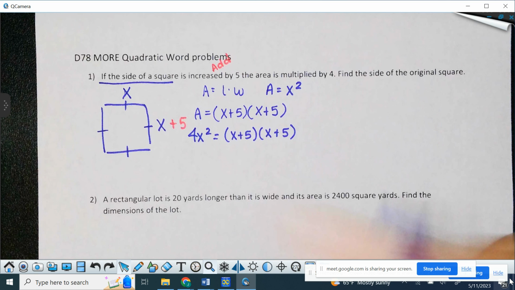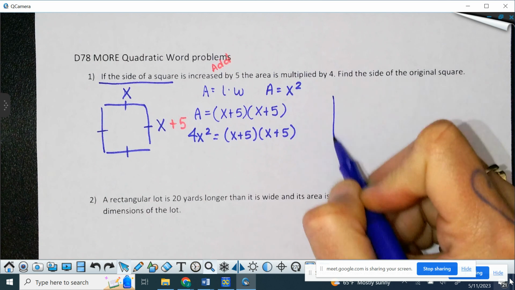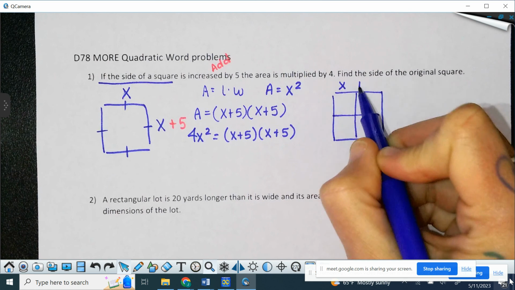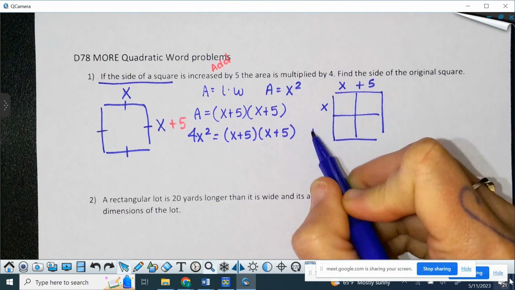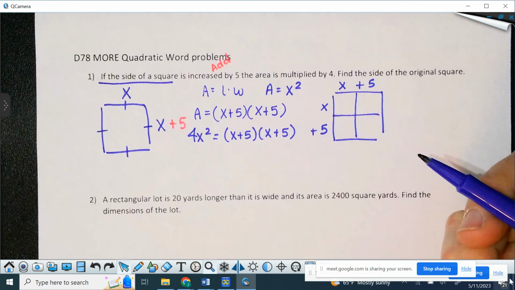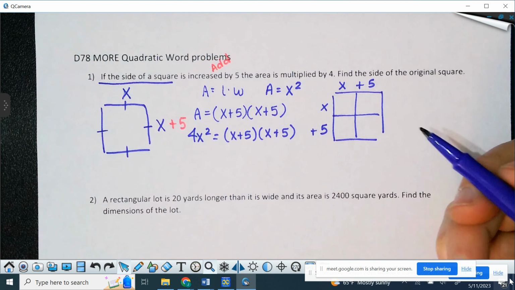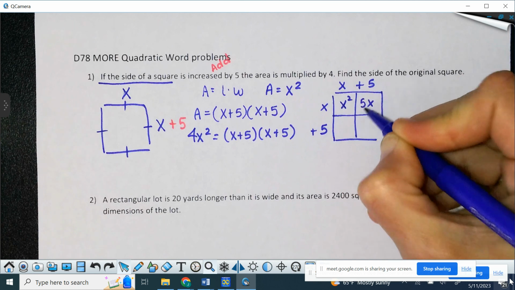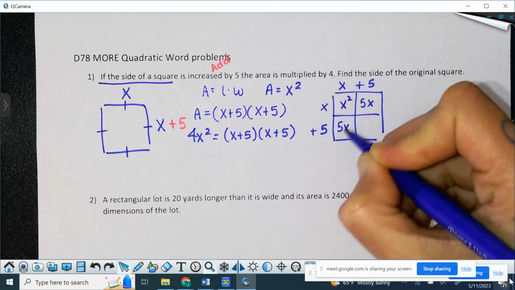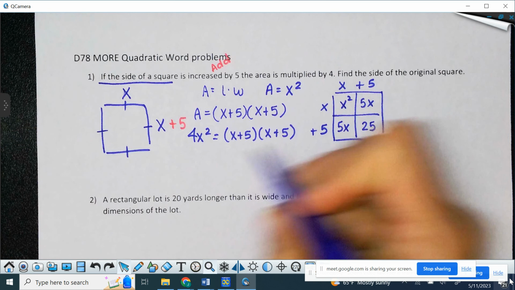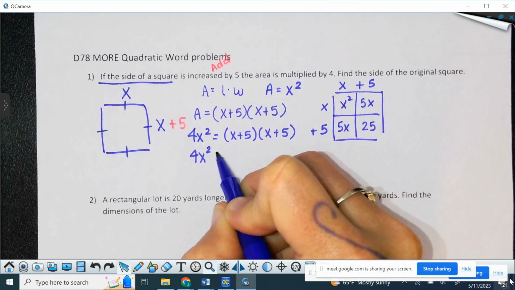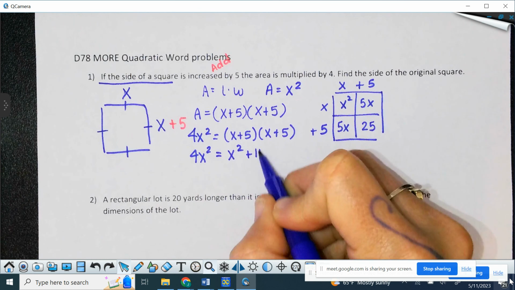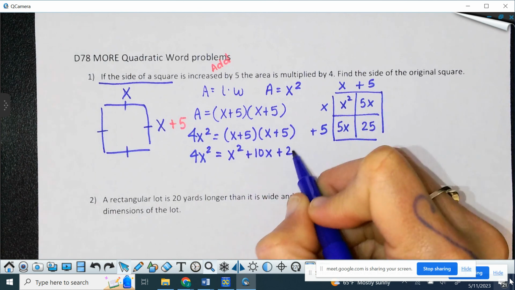So we're going to do x plus 5 times x plus 5, and whether you do FOIL or box method, because we have to clean up that 4x squared. So that's going to give me x times x is x squared, 5x, 5x, 5 times 5 is 25. So I now have 4x squared equals x squared plus 10x plus 25. Is everybody okay where those numbers come from?